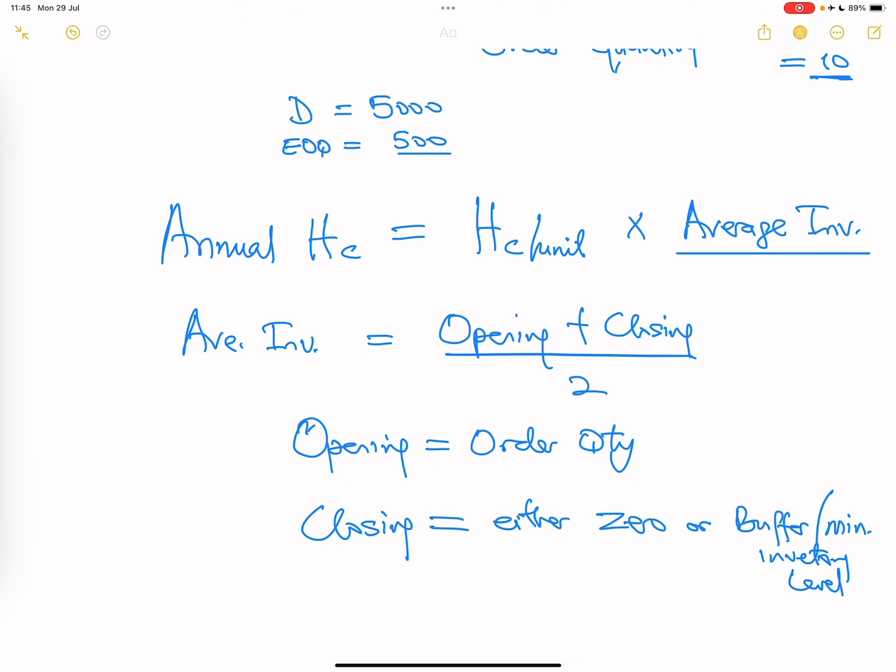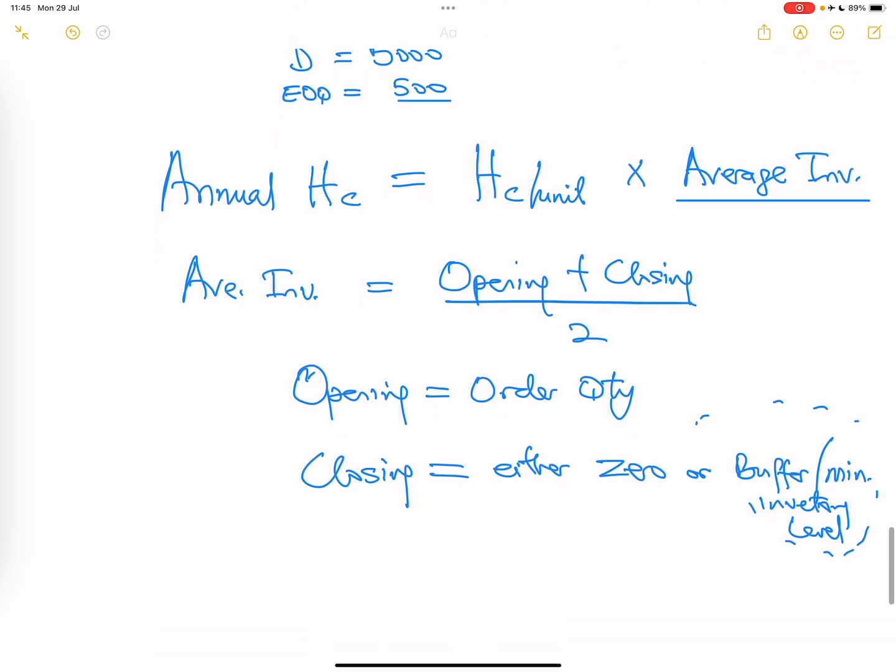Most times they try not to include buffer inventory so that it's easy for you. Then closing is 0 and your average inventory will be order quantity divided by 2. But sometimes if they want to be tricky, they will introduce minimum inventory or buffer inventory for you. And I don't want you to struggle if that comes up. You still need to deal with it accordingly. So that's how to calculate the average inventory. And if you have that, you multiply by the holding cost per unit, then you have your annual holding cost.